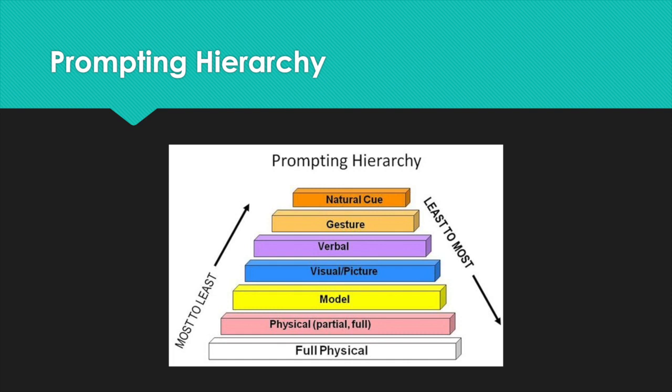After that, you will see 2 physical prompts, a partial physical and a full physical. A partial physical prompt could be you touching the back of the elbow for the student to move their arm to grab a pencil. Or maybe they need to start walking and you touch the leg that needs to start walking first. A full physical prompt could be an example of a hand over hand scenario, and we are going to discuss that on the next slide.